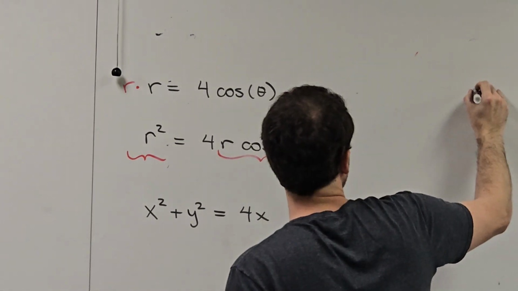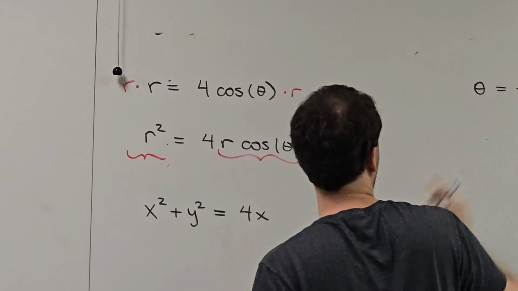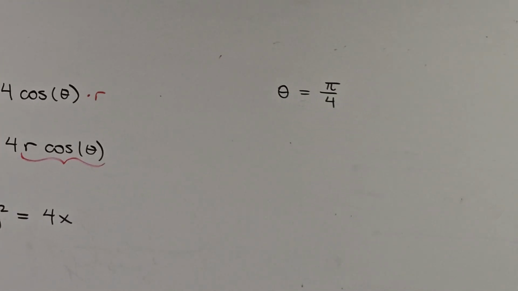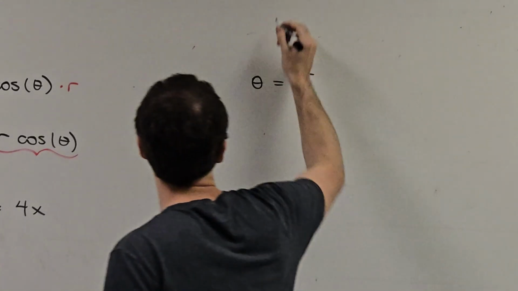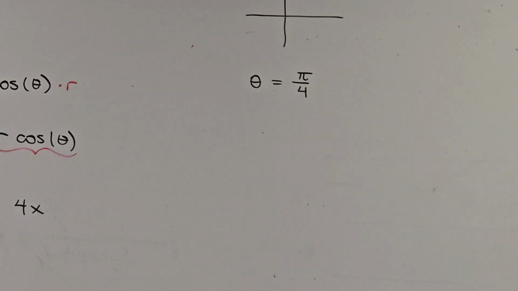Let's see if our intuition tells us. What if I have the equation theta equals pi over 4? What would that look like in polar coordinates? It means that theta is pi over 4, and the radius could be anything. So what does that end up looking like?